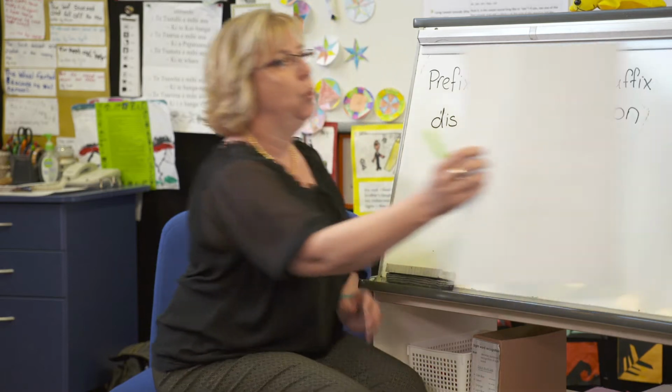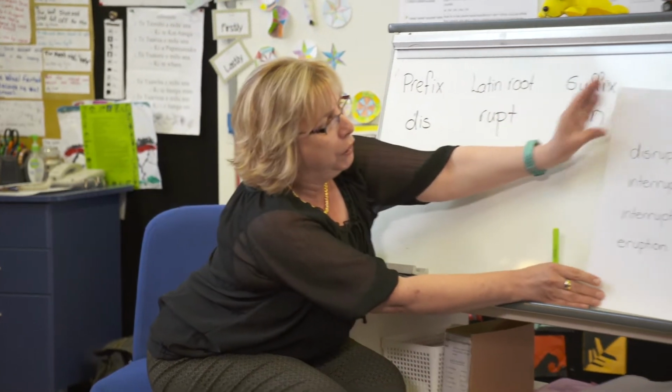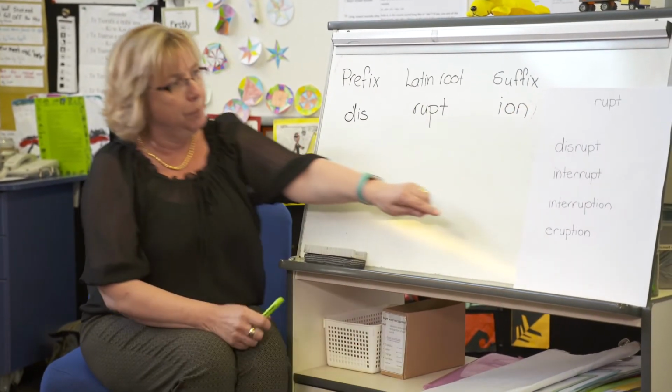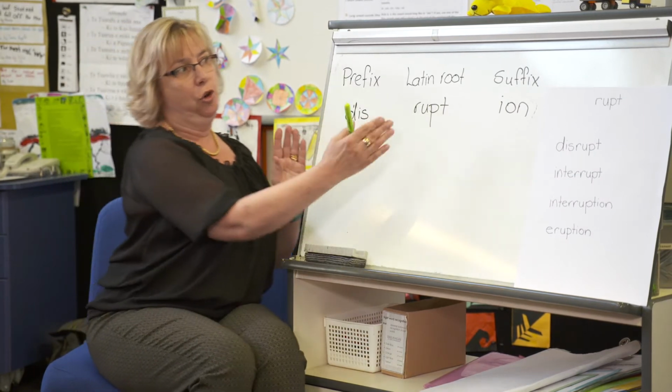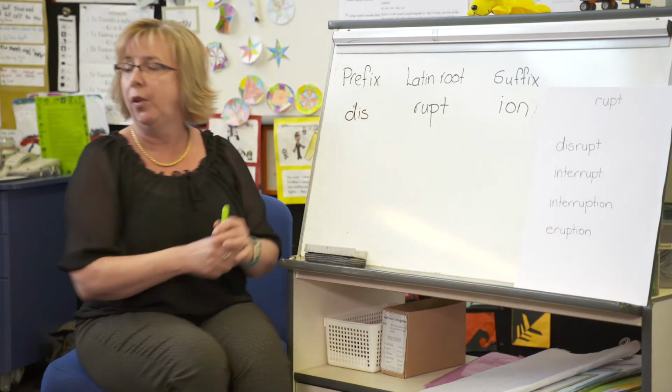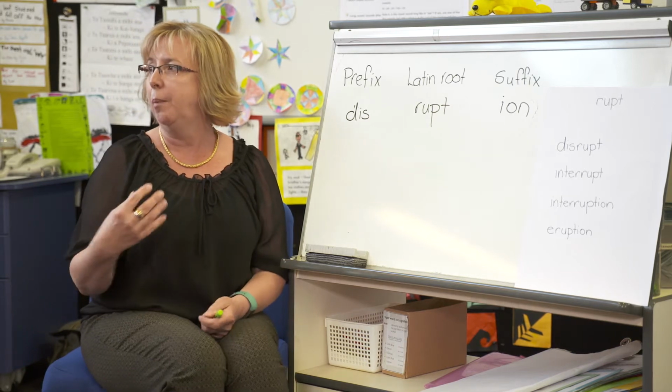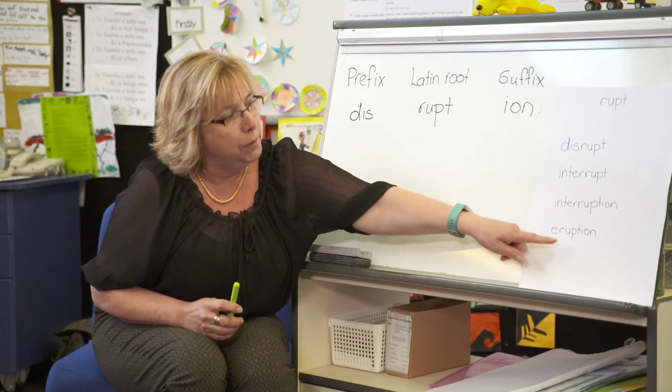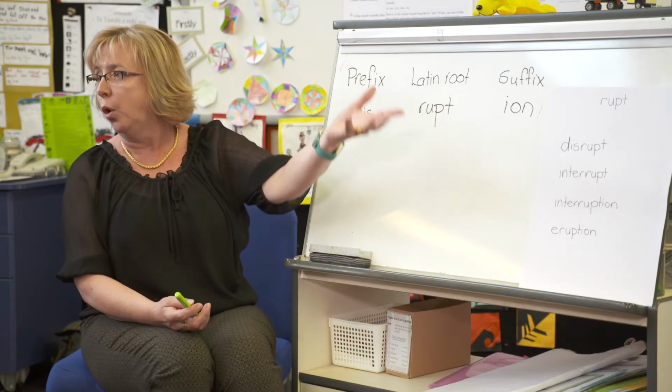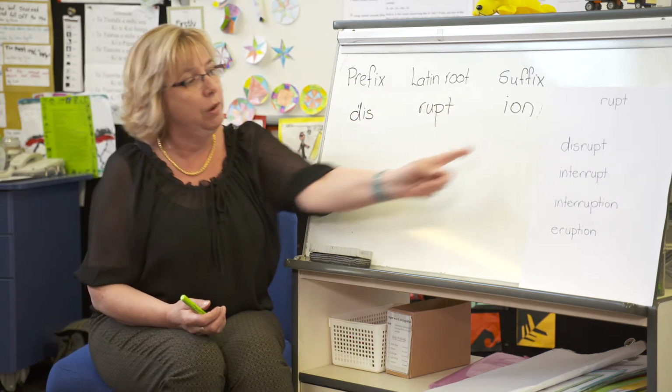Today we're focusing on the Latin root rupt, which means to break or to burst. And we're going to look at some words with this Latin root rupt, and we're going to try and split them into their parts to help us think about how we would spell them. A couple of these have the suffix -tion, which is what we've used in our first word, disruption, and that's quite a common Latin suffix.